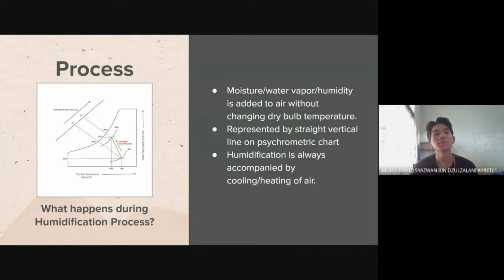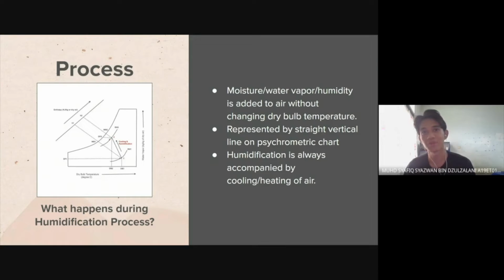So now I will be presenting about the process. So what happens during humidification? The humidification process is one in which moisture or water vapor or humidity is added to the air without changing its dry bulb temperature. This process is represented by a straight vertical line on the psychrometric chart, starting from the initial value of relative humidity, extending upwards and ending at the final value of the relative humidity.